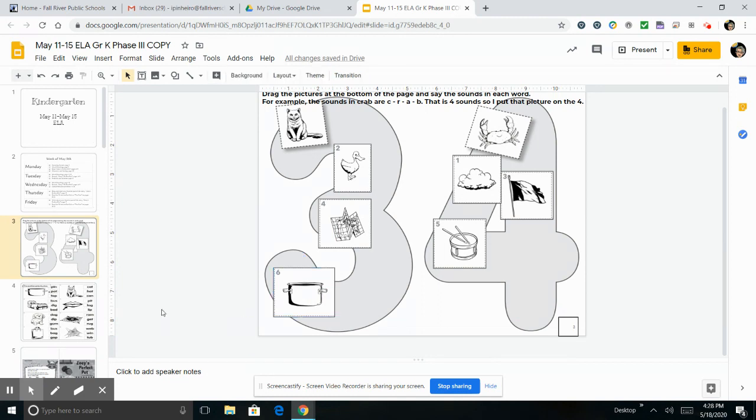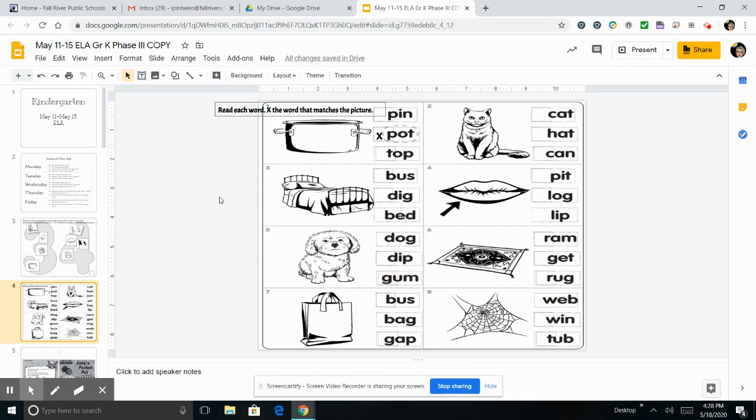Okay, and then we're going to go down to the next page. On this page, it says read each word, X the word that matches the picture. So here is a picture of a pot. Pot. And there's an X there to show you what to do. The next picture is a cat. C-a-t. So find the word that has those sounds, click in the box, and make an X.